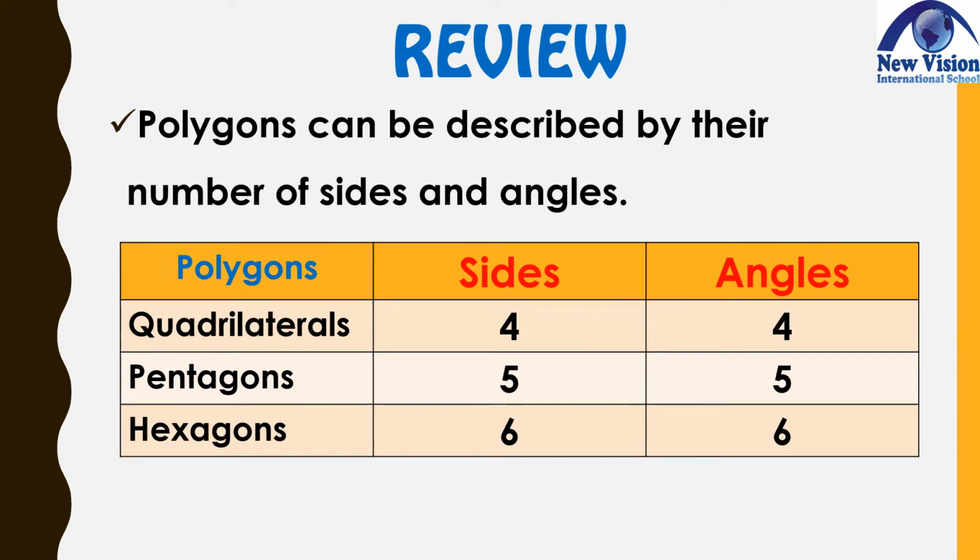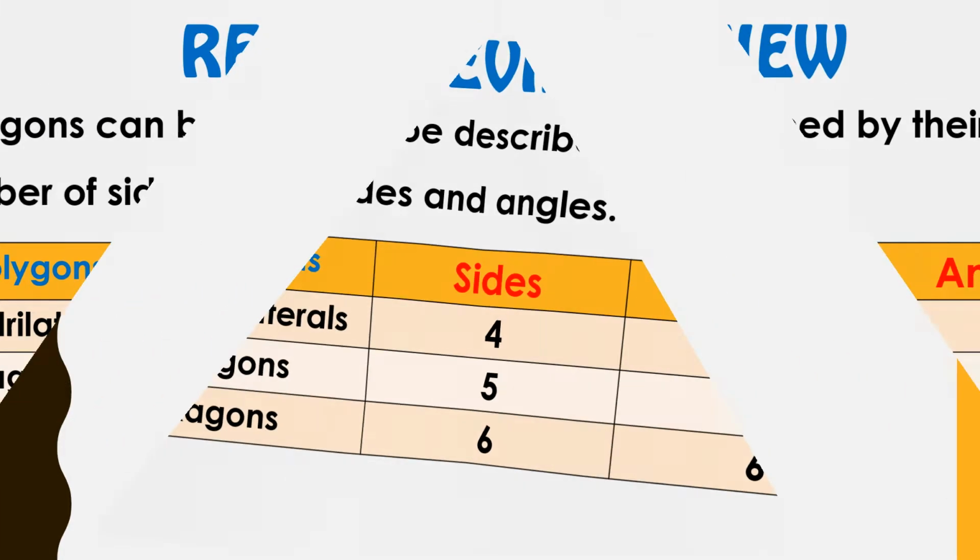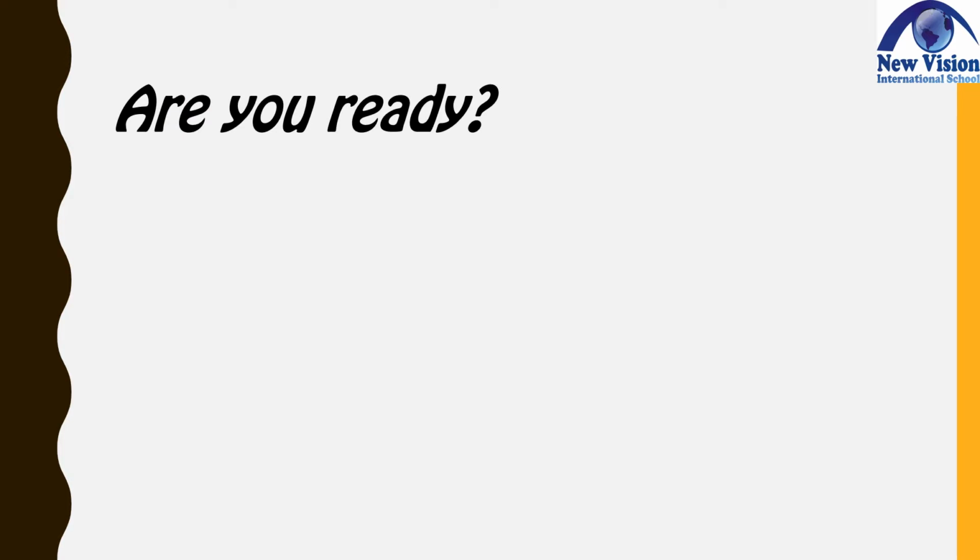Let us review polygons. Polygons can be described by their number of sides and angles. Examples of polygons: we have quadrilaterals, pentagons, and hexagons. Please remember that the number of angles of a polygon is the same as the number of sides and the number of vertices. Grade 2 students, are you ready?